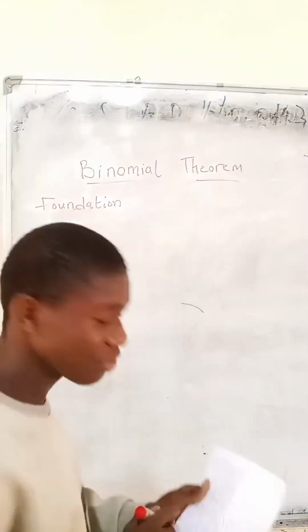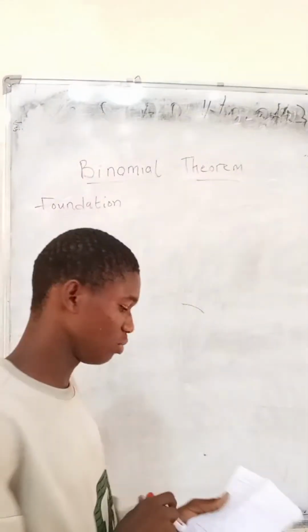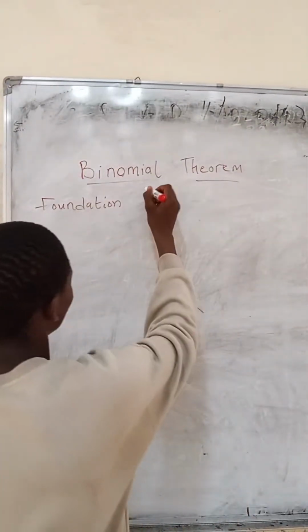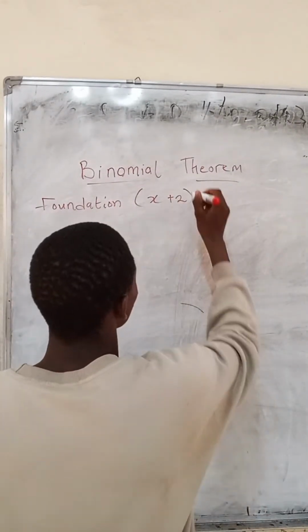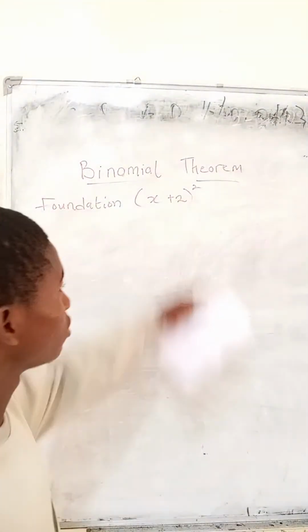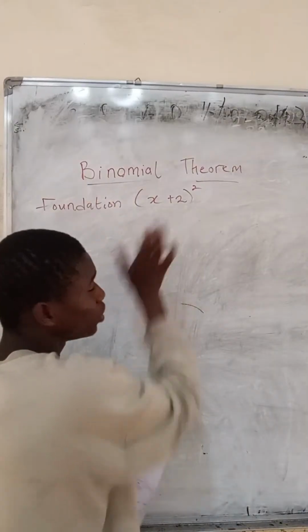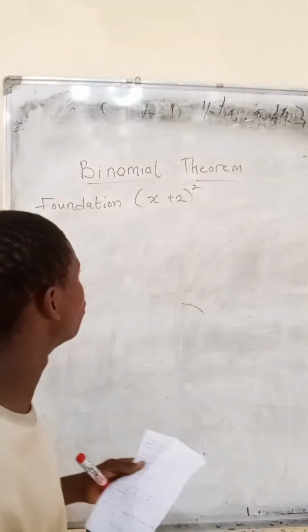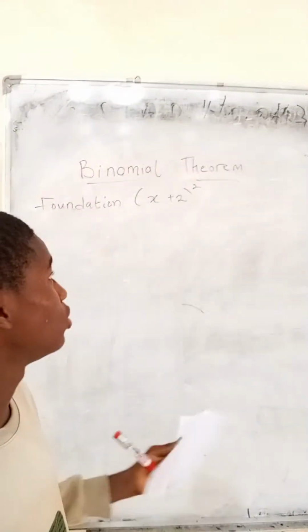So now we're starting with the foundation of binomial theory. And my first question is something like this. Let's say we have (x + 2) in the brackets, to the power of 2. Now, this is my first question, and we are asked to expand it. You understand? So that's what the binomial theory mostly focuses on.